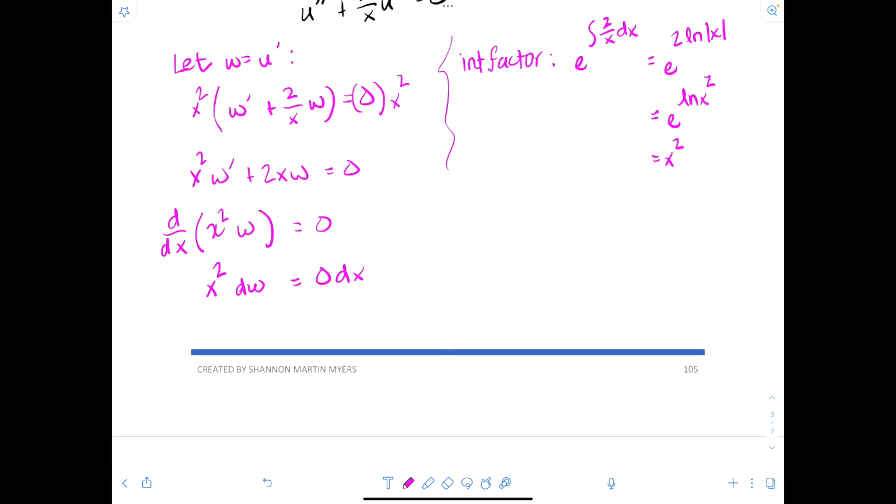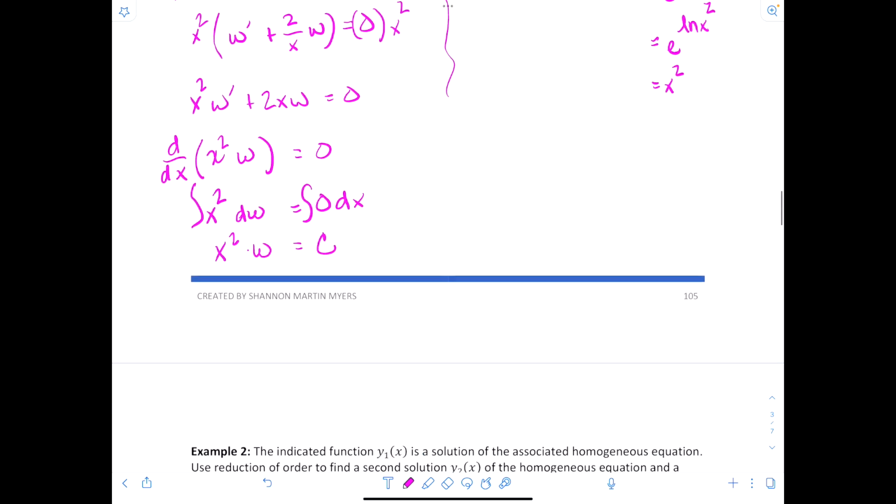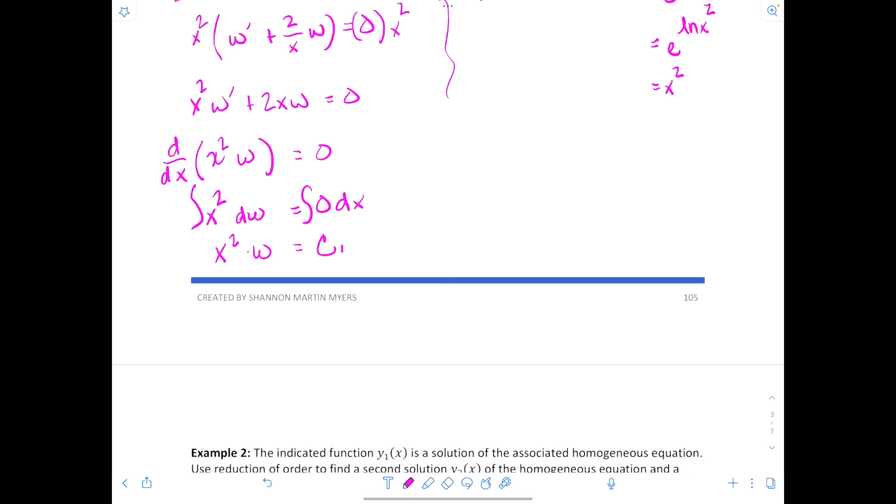We're going to keep that 0 dx so we can get our constant of integration. So when we integrate both sides, we'll get x squared times w equals our constant of integration. Call it constant 1, if you will. And w will be equal to our constant 1 over x squared. But what was w? W was u prime.